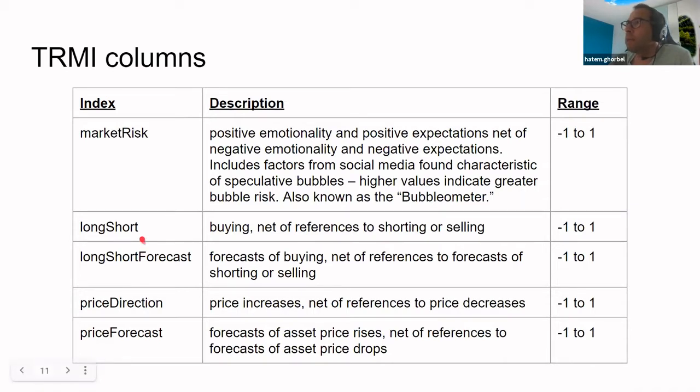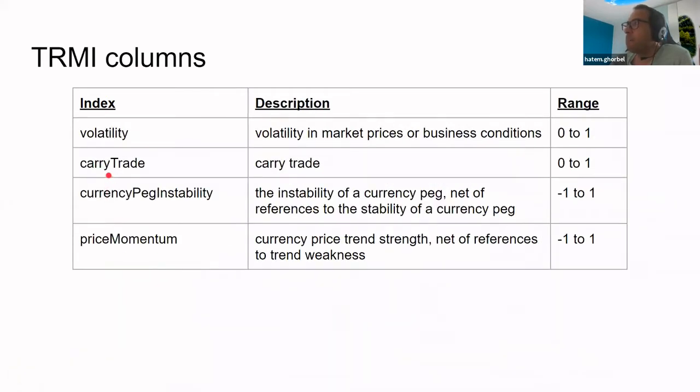Scores about the market risk, about long short forecast, price direction, price forecast. All these are from -1 to 1. About the volatility, about the carry trade, about the currency, price momentum. So all these are the features that we can find in this data.